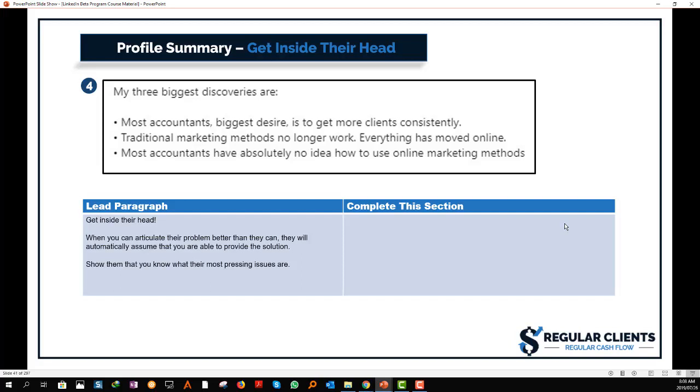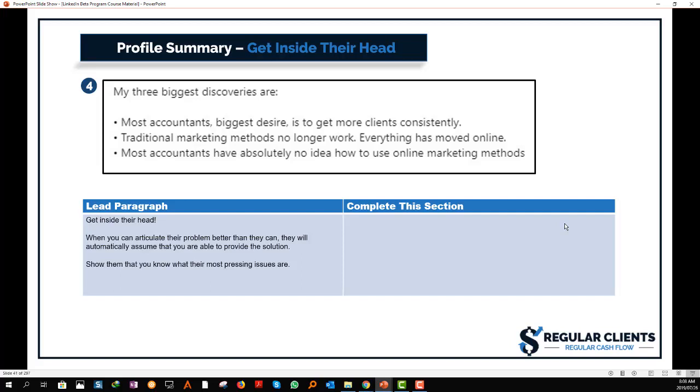This is the information that I have gleaned from actually talking to my accounting clients and prospects over the years. So I say my 3 biggest discoveries are that most accountants' biggest desire is to get more clients consistently. Okay, I've hammered that to death for you. That's my core client critical. Then another thing is traditional marketing methods don't work. Everything has moved online. Okay, absolutely true. You know that to be true right now.